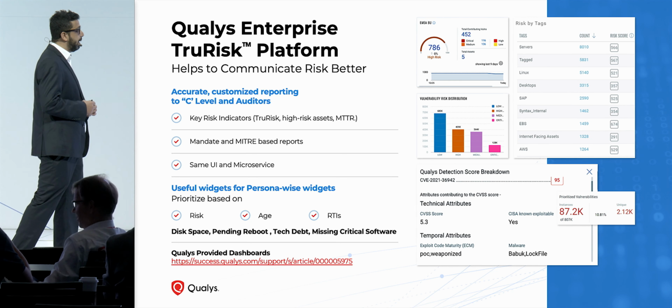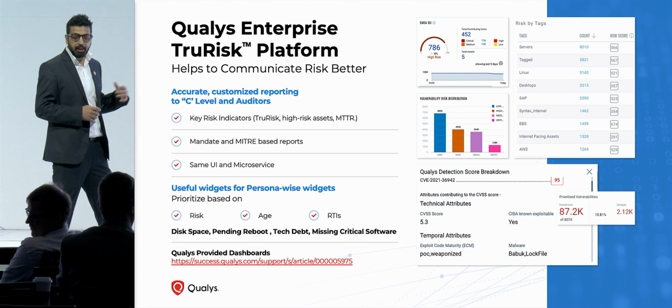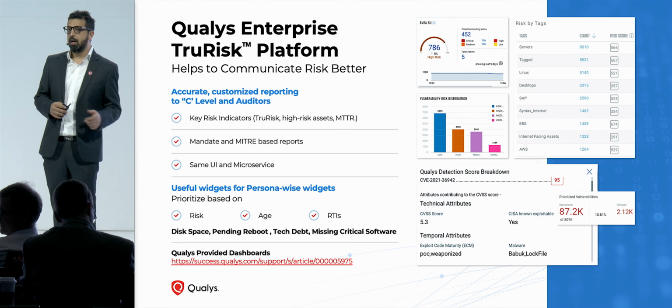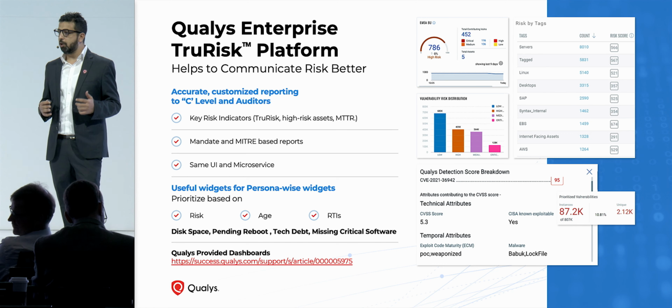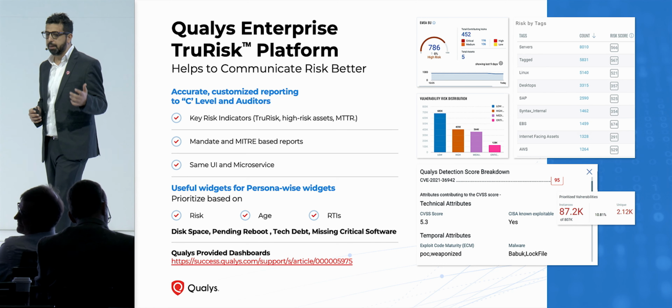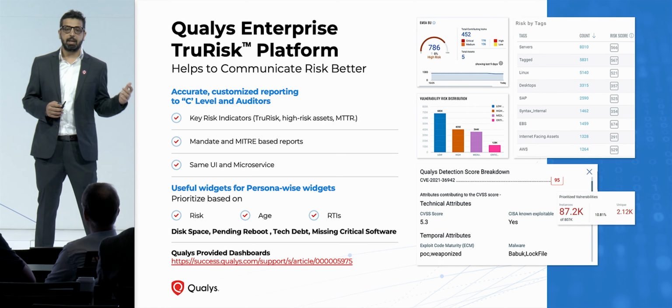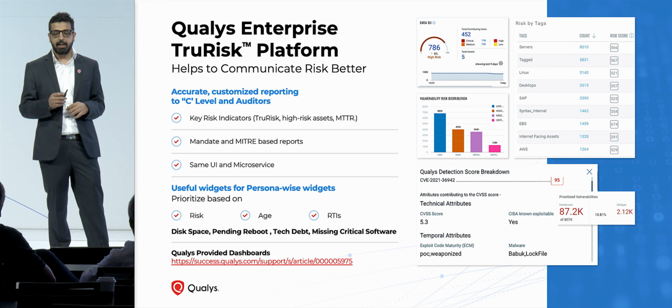We do highly recommend that you prioritize these widgets based on risk, age, and RTIs. You can then also create widgets for your IT operations team, which would be based on disk space, how many systems have pending reboot, tech debt, and missing critical software.